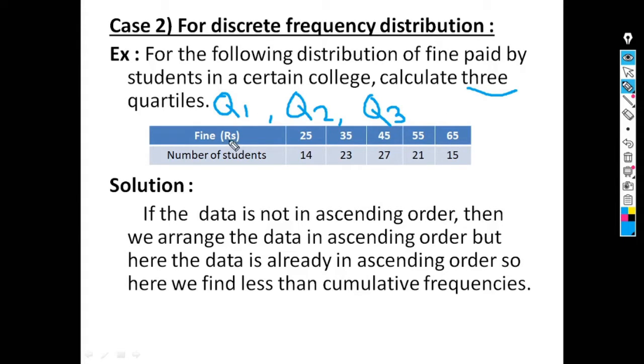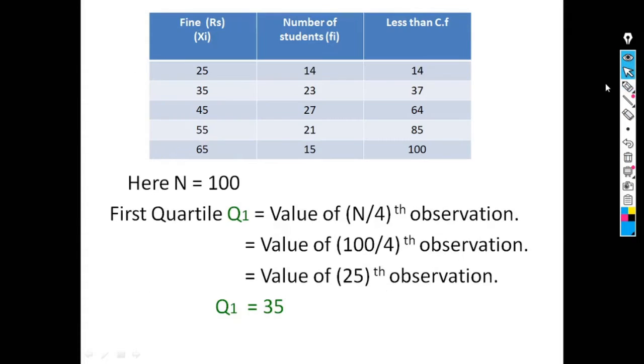So the data is of a discrete frequency distribution, means individual observation along with frequency. First you have to check whether the data is in ascending order or not, and if it is not in ascending order then we have to arrange the data into ascending order. But here data is already in ascending order, means 25, 35, 45, these numbers are in ascending order. So our first step is we have to calculate the cumulative frequency, either less than cumulative frequency or more than cumulative frequency. So we calculate here less than type cumulative frequency.